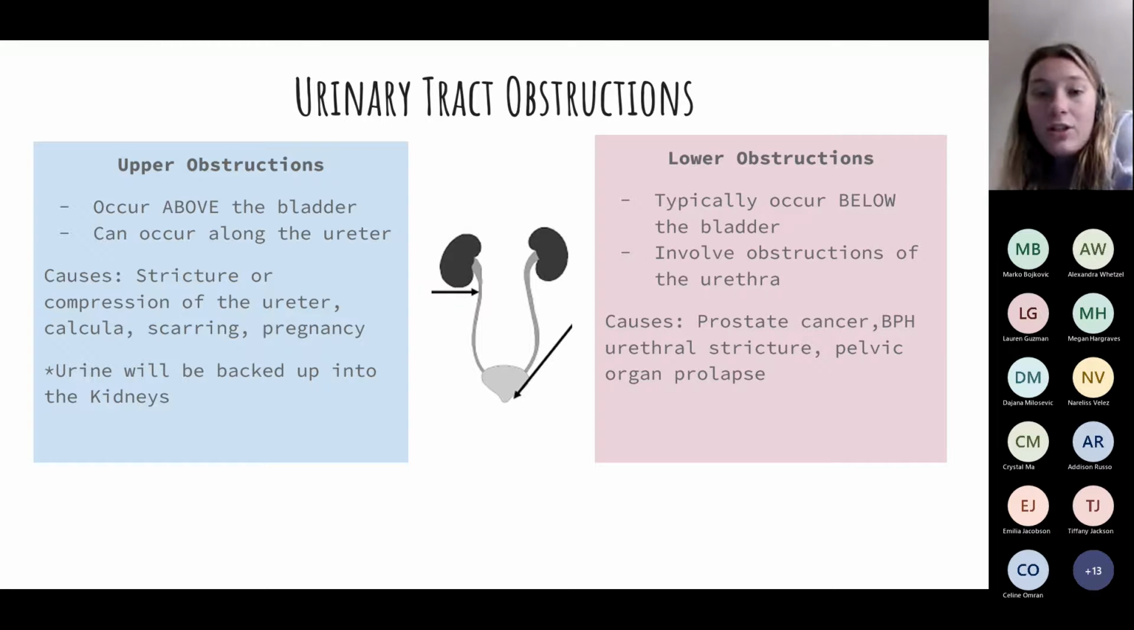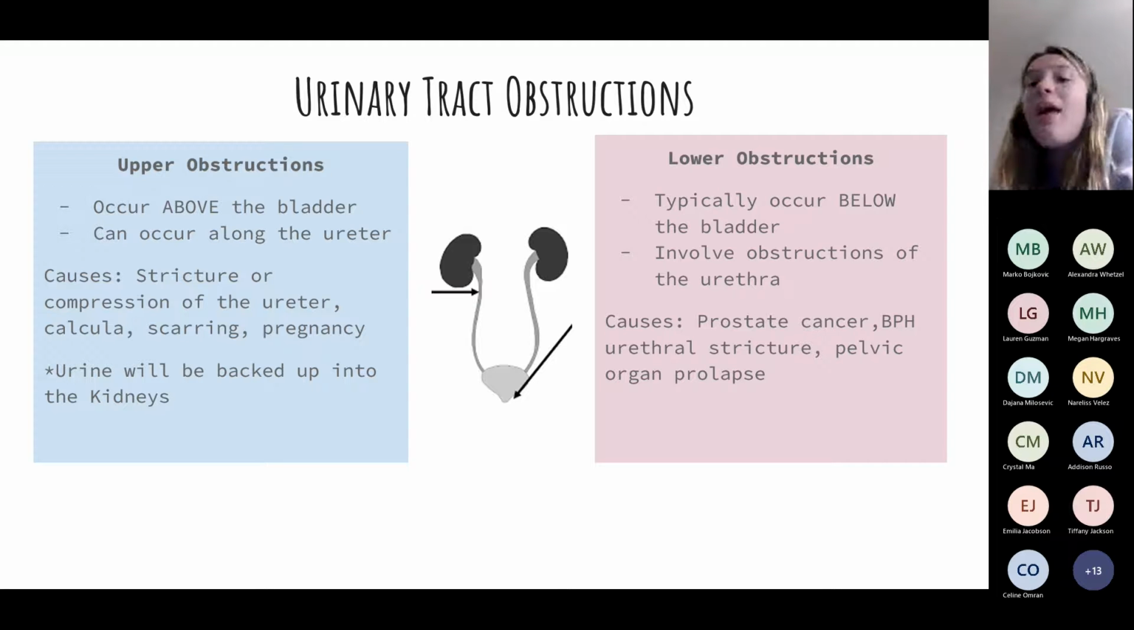Upper obstructions obviously occur above the bladder. Multiple different types of obstructions. You can have calculi, which are kidney stones, lodging in that ureter, but just know if it can't go through, it's going to back up. So if you have an obstruction pretty high up in that ureter, all that fluid is going to get backed up into the kidney. It's going to get backed up into the glomeruli and put a lot of stress, a lot of pressure, and that's no bueno.